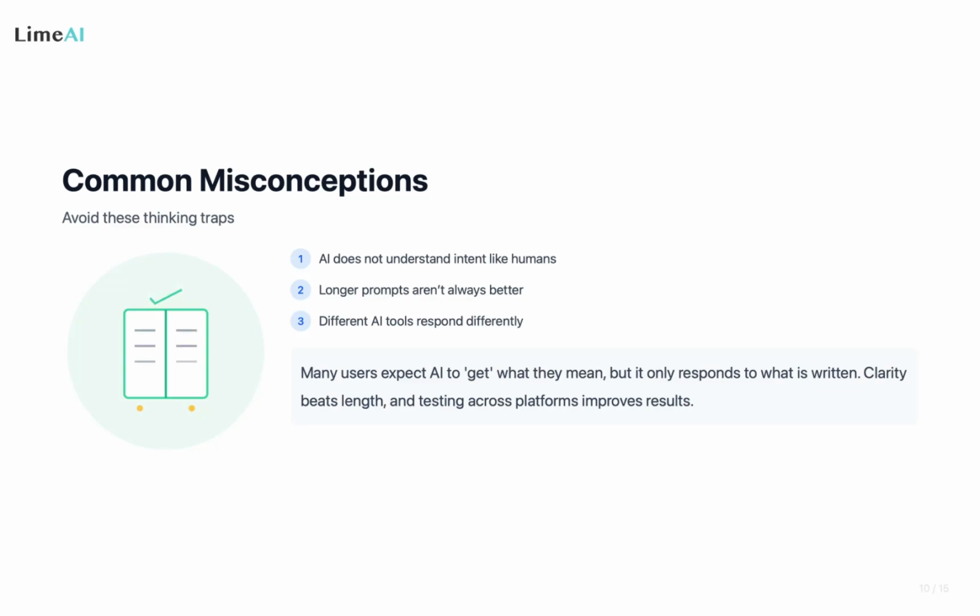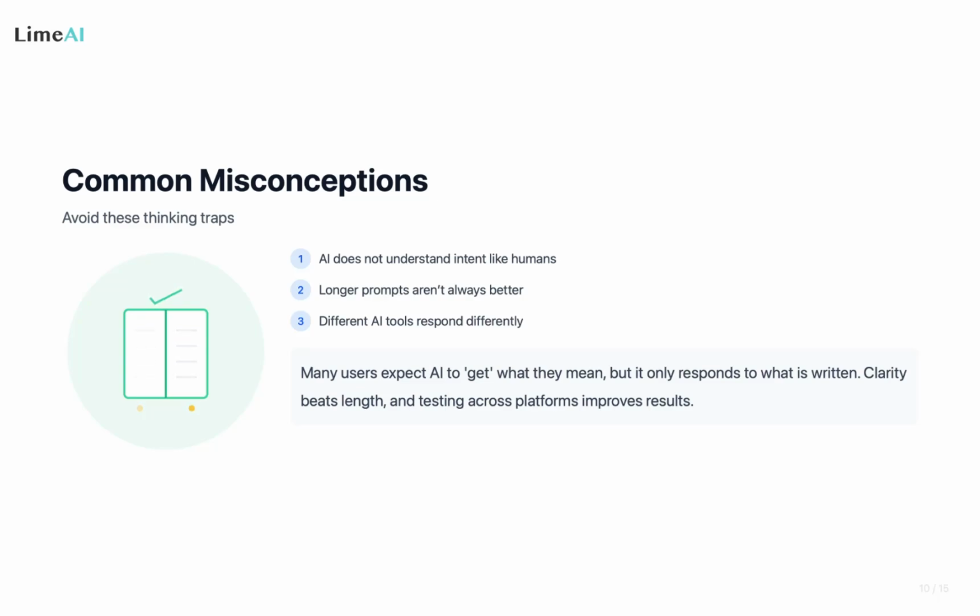Second misconception, that longer prompts are better. Not true. A long, rambling prompt can confuse the AI. What matters is clarity and structure, not word count. A short, well-crafted prompt like "explain gravity in 3 sentences for a 5th grader" can be more effective than a paragraph of vague requests.